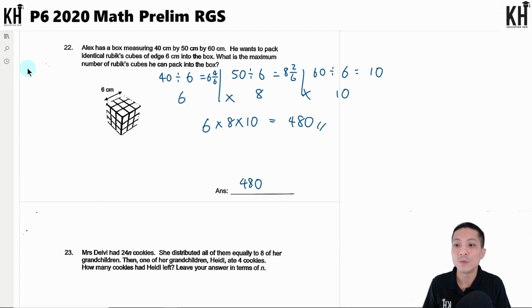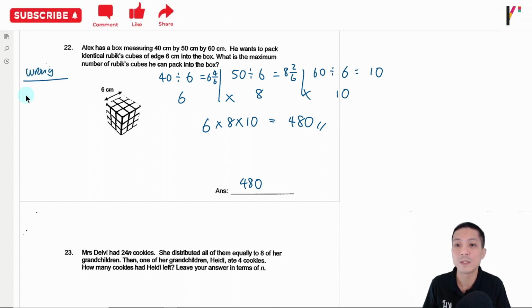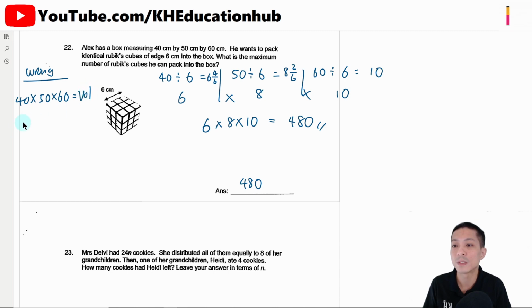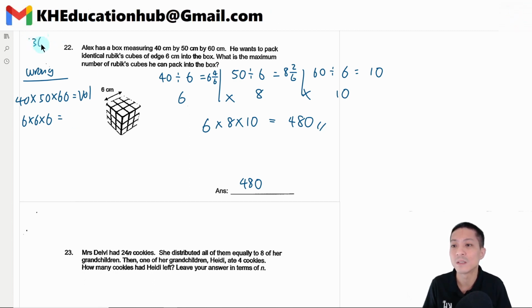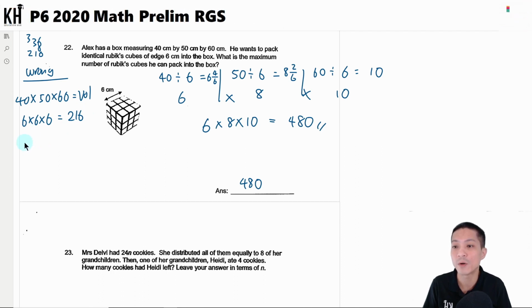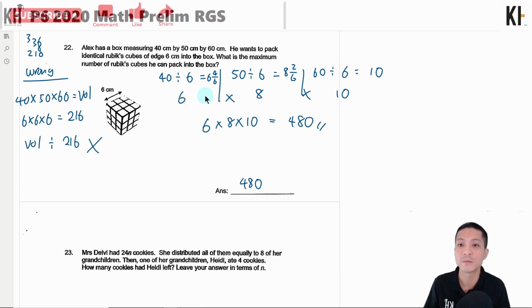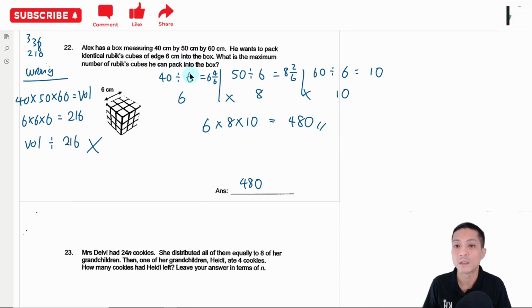So remember, don't use the wrong method. The wrong method is students will do 40 times 50 times 60. After you found the volume, then you use 6 times 6 times 6, which is 36 times 6, 216. And then after that you use the volume of the box divided by 216. This is the wrong method because not all the sides can fill up the Rubik's Cube nicely.